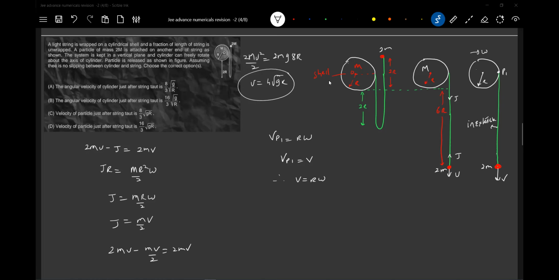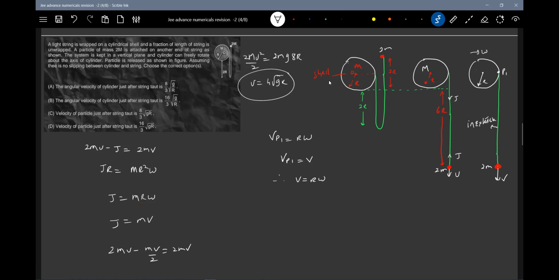Cylindrical shell. Okay, yeah, fine. J equal to mv. 2mu equal to 3mv. So v equal to 2u by 3. The angular velocity of the cylinder just after the string is taut. What is u? U equal to root of 4 gr. Let's substitute further. Root of 8 by 3 gr. Okay, this is the linear velocity of the particle, and the angular velocity you can adjust from all these things.